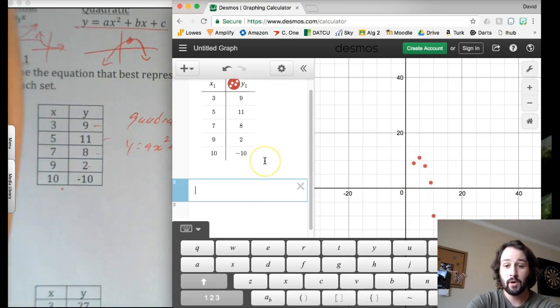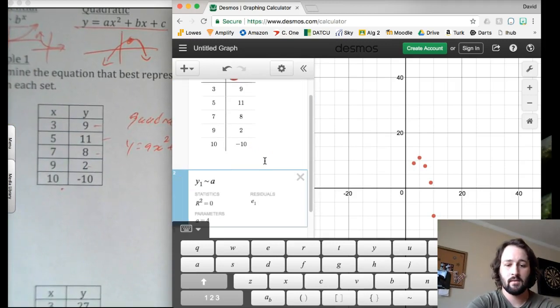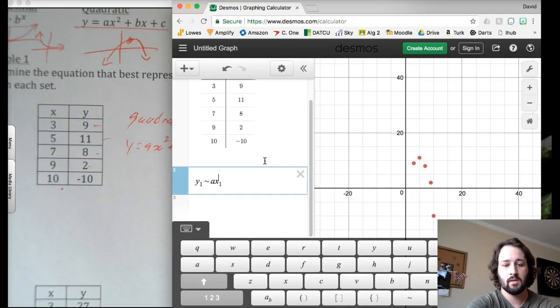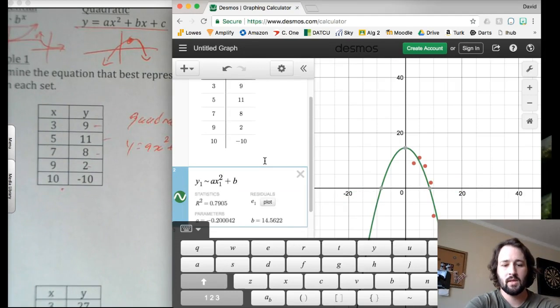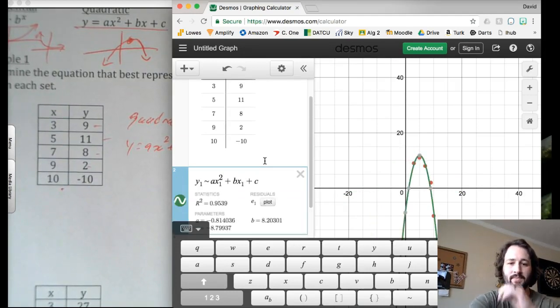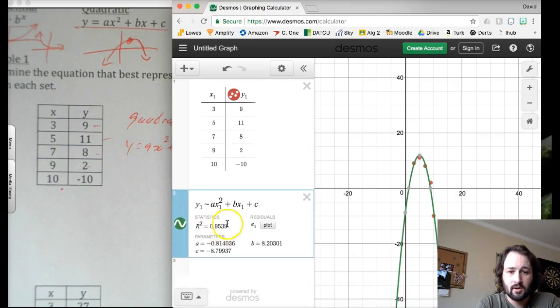So now, let's do our regression. I have y1, then the tilde, a x1 squared, press over so you can get off that, plus b x1. Anytime you type x, it needs to be x1, plus c. Then it gives us a quadratic where you could get the residuals if you wanted. It tells us our r squared value, which is similar to our r value. It tells us what a is, what c is, what b is.